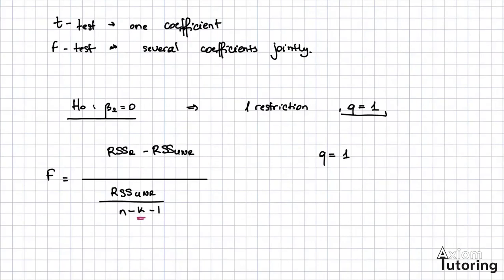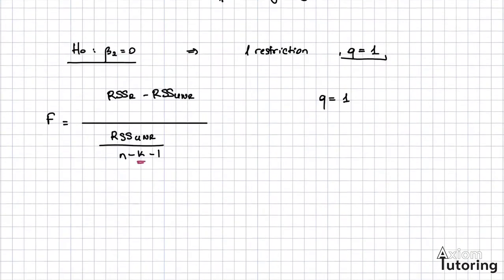Now, it can actually be shown, without going through the heavy algebra in this video, because that's not the point of this video, that the f-test is equal to t squared when we are testing for a single coefficient.